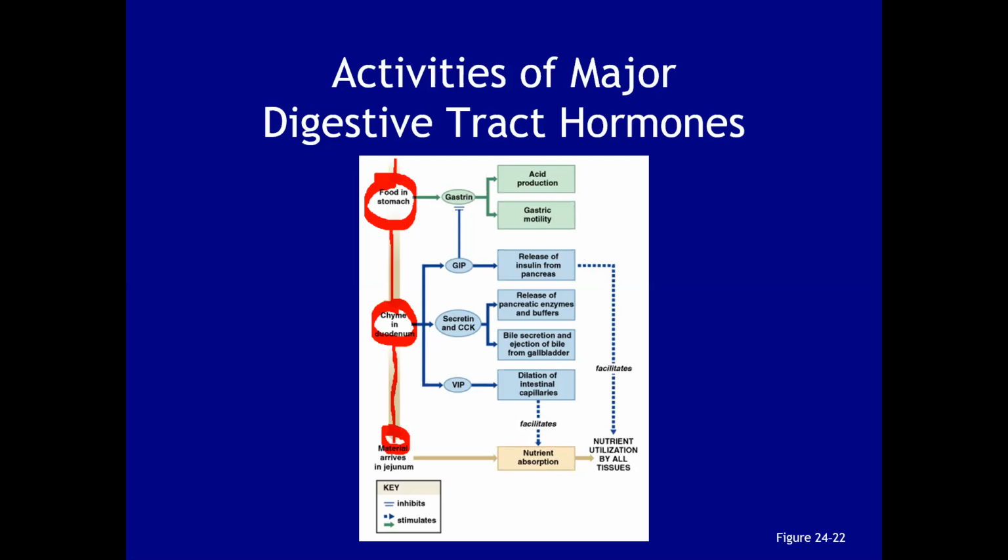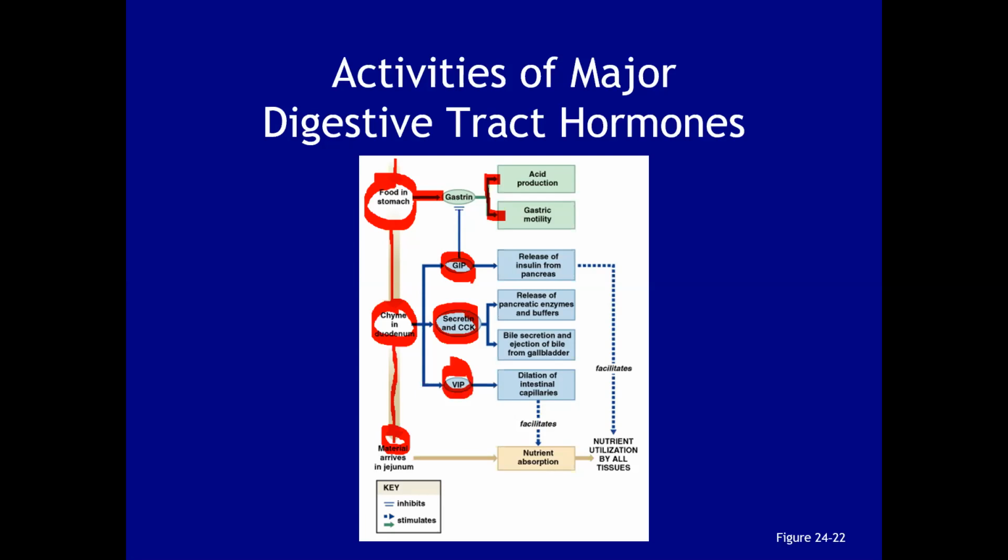So what happens when the food is in the stomach? Well, gastrin is released, and that allows for acid production and gastric motility, which is the movement of the stomach. Once the chyme reaches the duodenum, we have GIP, which is gastric inhibitory hormone, secretin and CCK are released, and VIP is released.